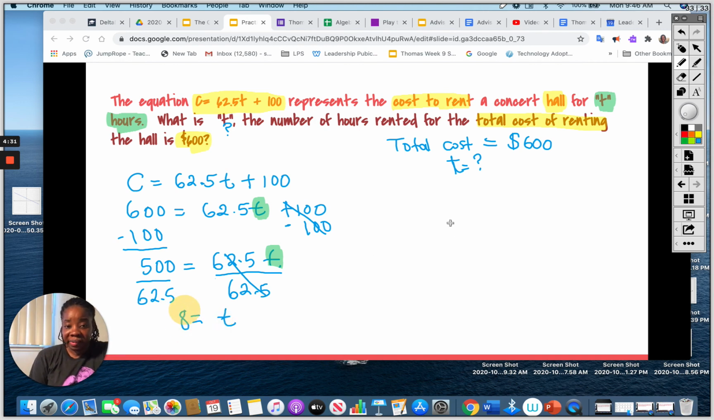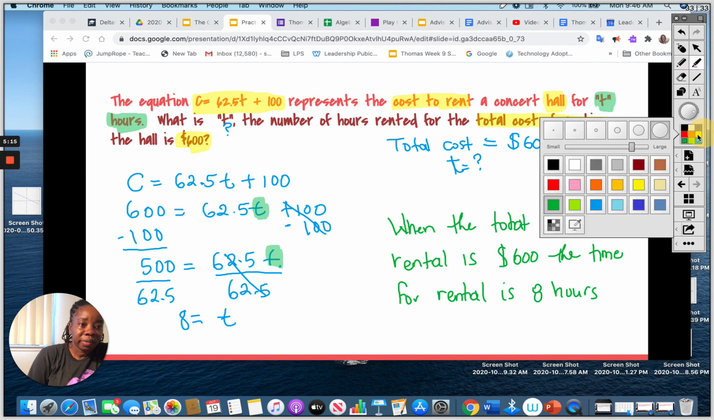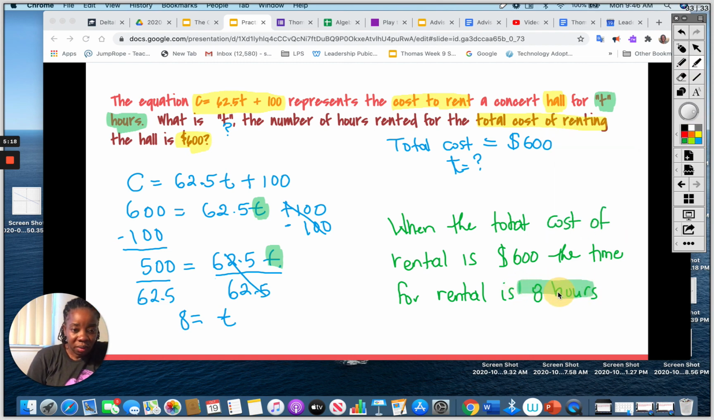What does that mean in the context of this problem? It just really means that when the total cost of rental is $600, the time for rental was 8 hours, which is what we found out for this particular question. So time was 8 hours.